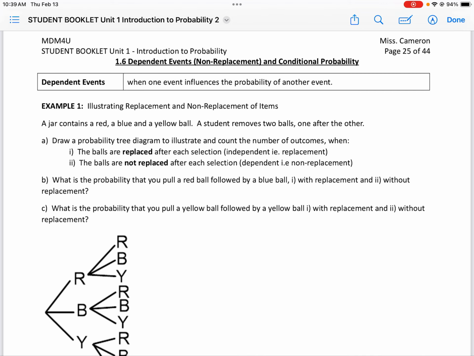A jar contains a red, a blue, and a yellow ball, and a student removes 2 balls, one after the other. So we're going to draw a probability tree diagram to illustrate and count the number of outcomes when the balls are replaced after each selection. Okay, so that would be independent, replacement. And then we're going to do it when the balls are not replaced after each selection, which is dependent, non-replacement.